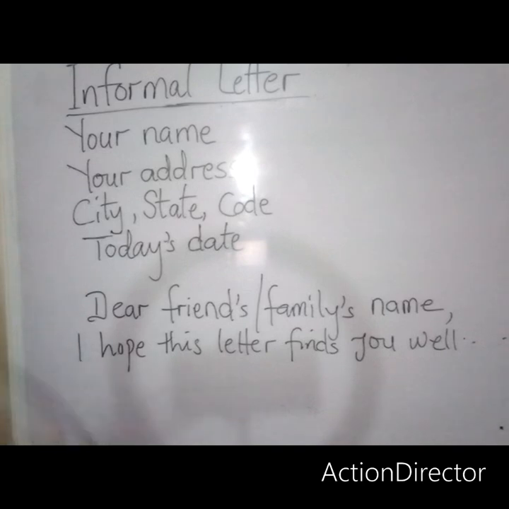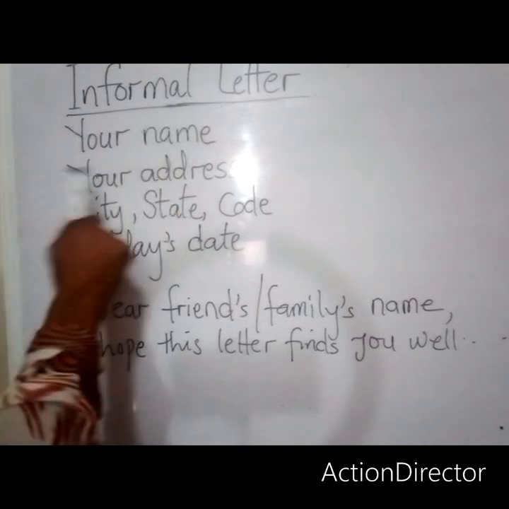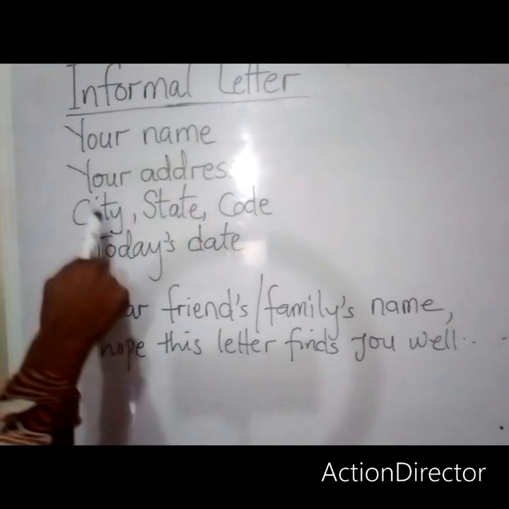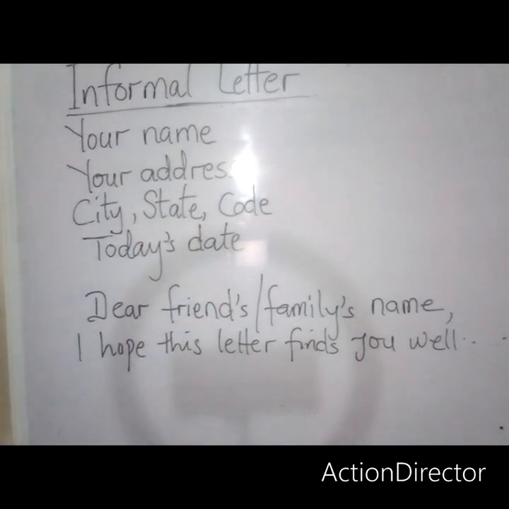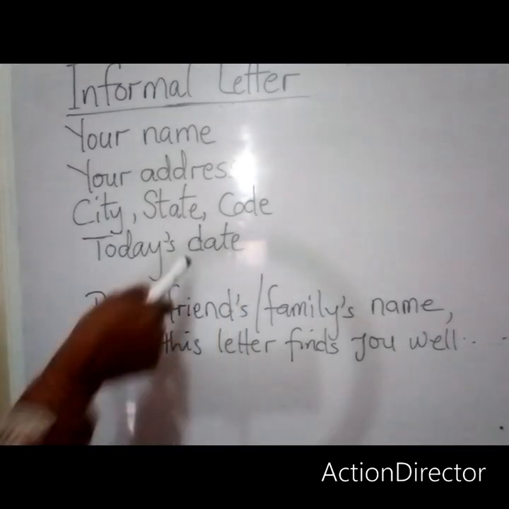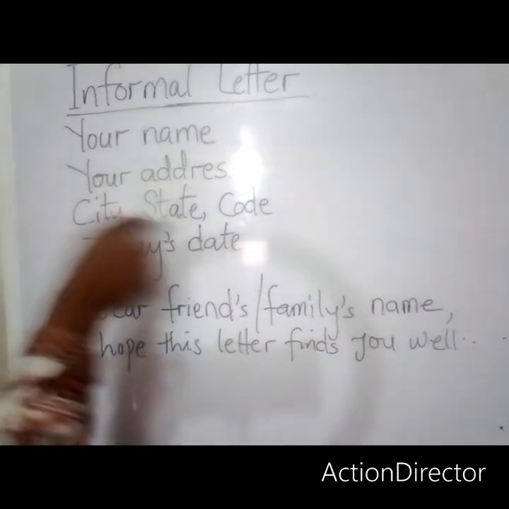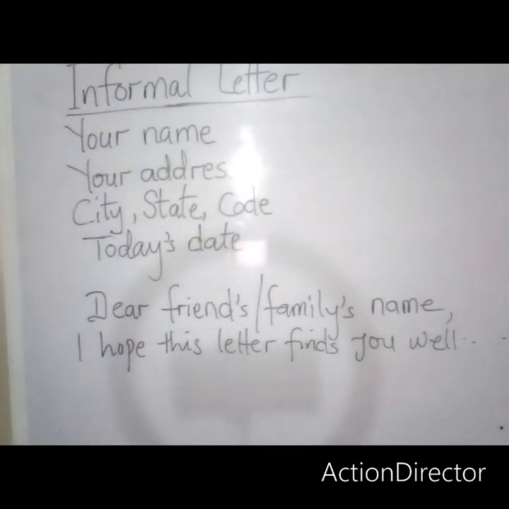It could be soft copy, could be hard copy, paper or internet, or online rather. So just write your name. You write your address under the name, then your city, state, and your postal address, like PMB or PO box. And the last part, you write the date that you're writing the letter. That's today's date, the day of the letter. Name, address, city, state, code, and then the date.